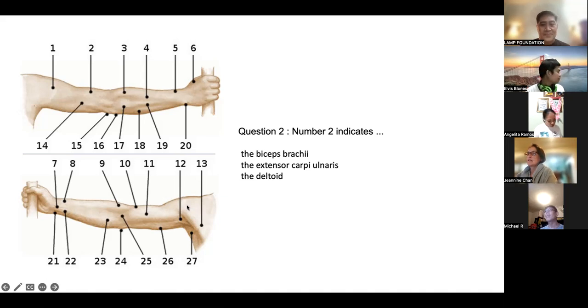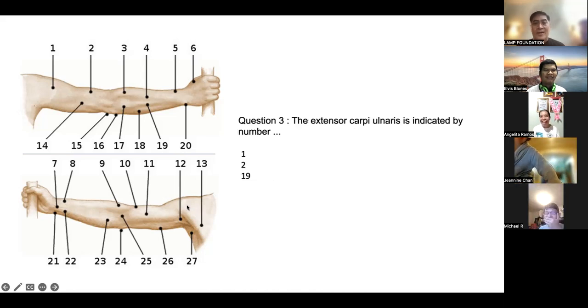Biceps brachii. Okay, can you say it again? The biceps brachii. If you pronounce it that way, you are from LAM. Opo, wala ka nang ngipin, Doc. Okay, number 3.